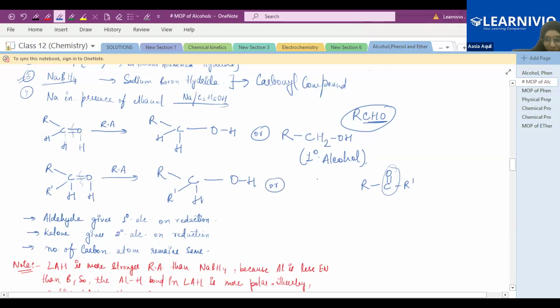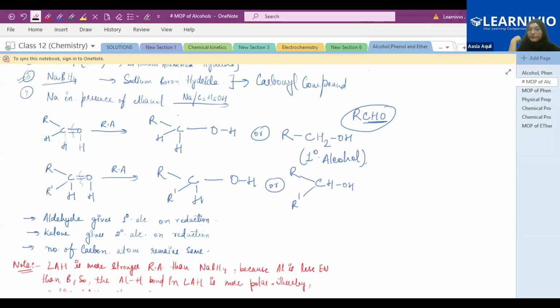So this is your R group. This is your CH group. You can write CH and OH, right? And this is your R group and your R' group. Now tell me, what is the degree of this alcohol? Which alcohol is it? Primary, secondary, or tertiary? Secondary. Yes. So the reduction of ketone will give you a secondary alcohol. Just remember that. But the reduction of aldehyde will give you a primary alcohol.